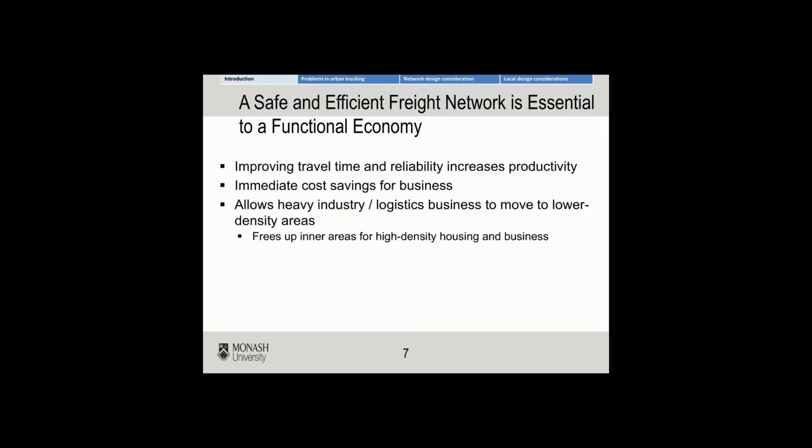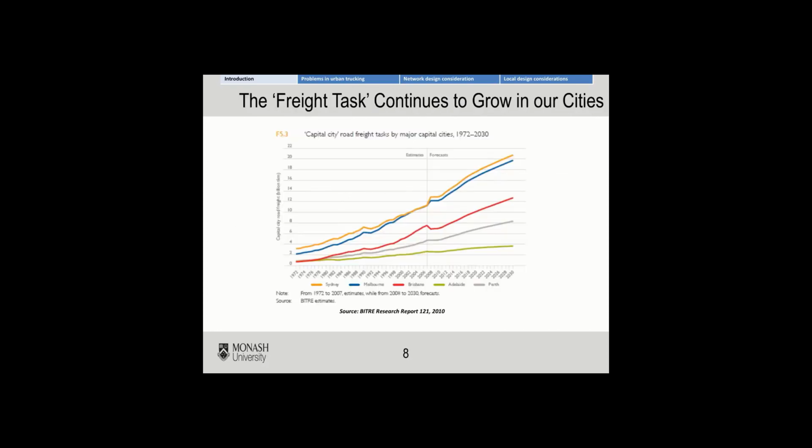If you also have an efficient freight network, it allows heavy industry or logistics businesses to move to lower density areas and frees up inner areas. We're seeing that a lot in Melbourne now, with the inner city areas becoming high density housing and businesses, and the freight logistics centres moving to the outskirts. If you go out to the outer western suburbs, particularly the northwest of Melbourne, like Craigieburn, or out to Werribee in the southwest, you can see some big logistics centres there, so the trucks just come in and out of there, and they tend to keep away from the inner city areas.